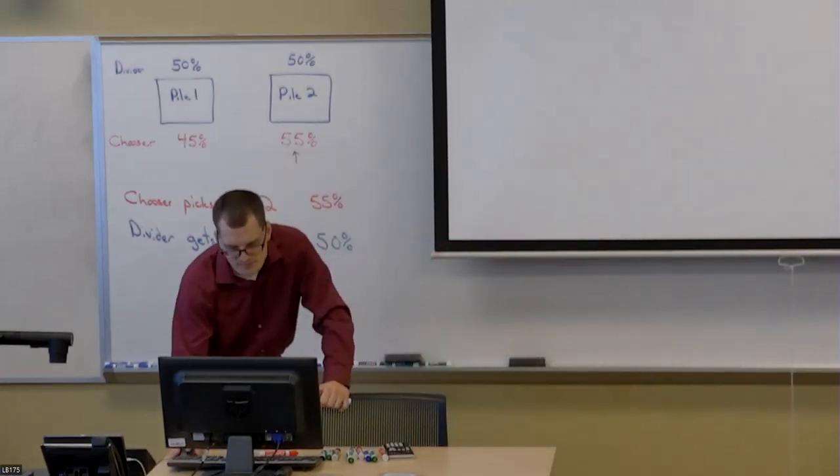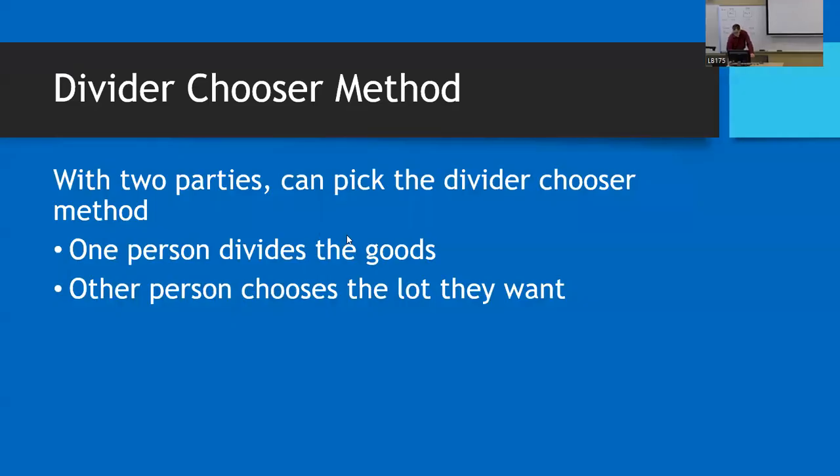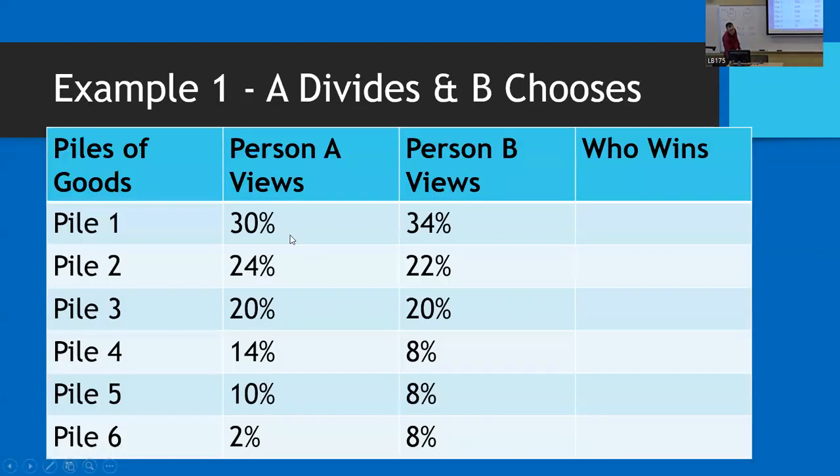That method, by the way, was on a Jif peanut butter commercial a long time ago, where the two kids were fighting over the Jif peanut butter sandwich. And then she said, well, kid A, you cut the sandwich, and then kid B had to choose, or something like that. I can't remember. But that's what happens.